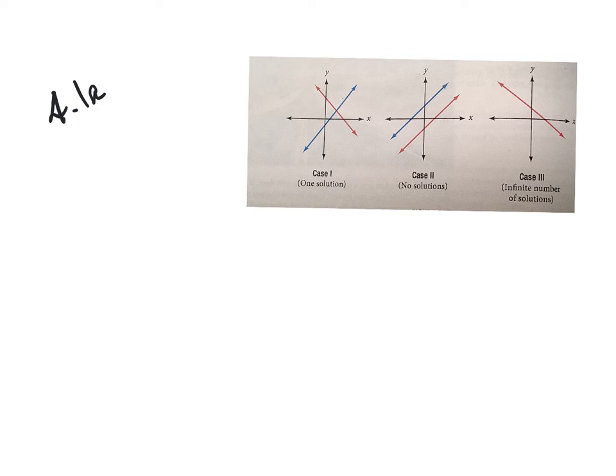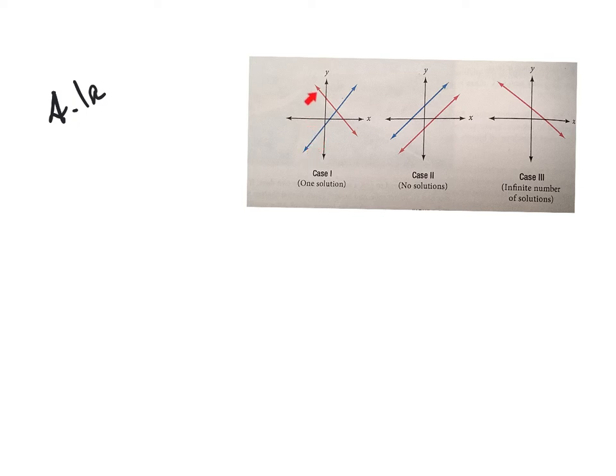This particular chapter, it says systems of linear equations in two variables. Systems basically means that we're going to have two or more lines on the graph. And in order to have two or more lines on the graph, we have to have two or more equations because each equation represents one of the lines. So when we have two lines on the graph, we have three different options for how those lines are going to relate to each other.